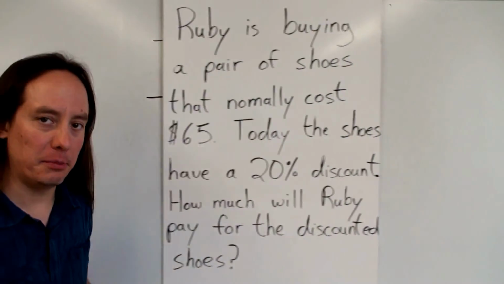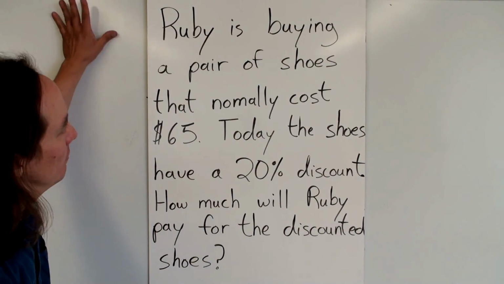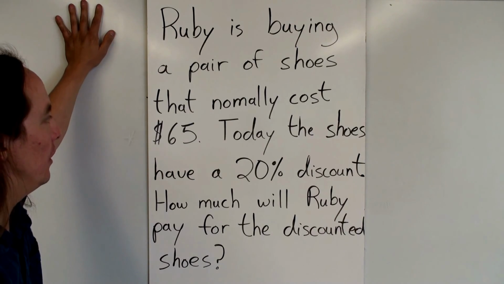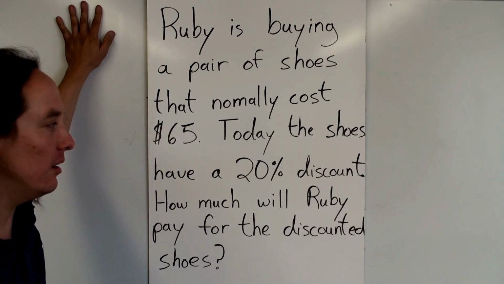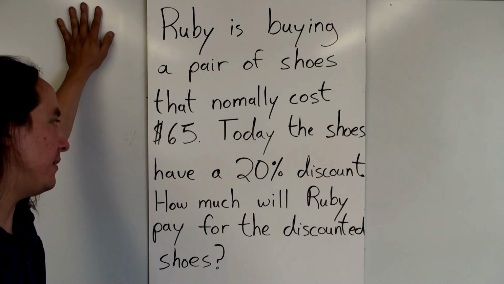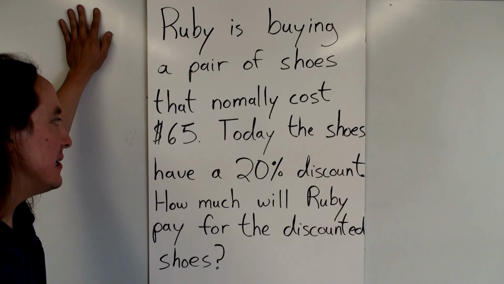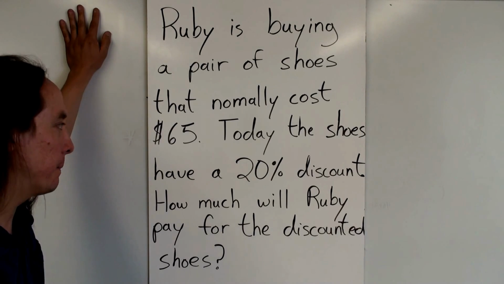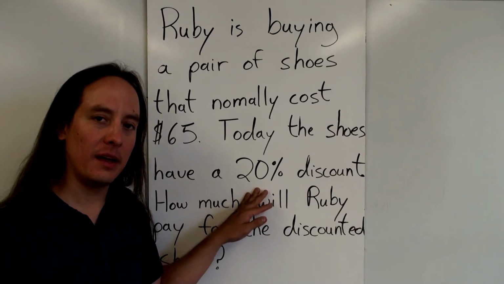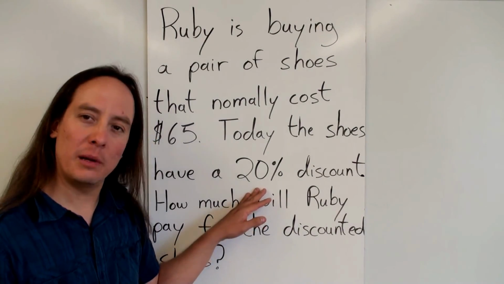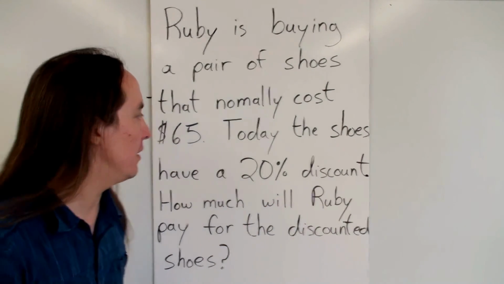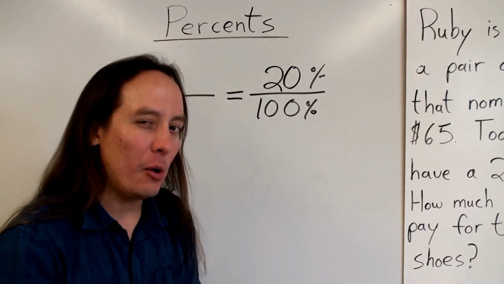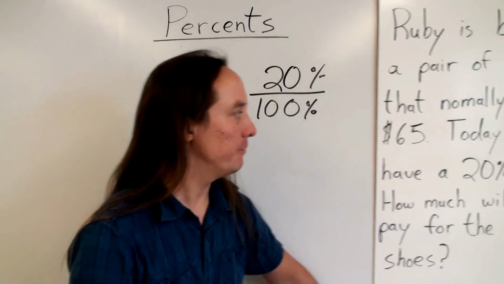Let's examine the problem a little bit. We have this girl, Ruby, new shoes, normally cost $65. We have a 20% discount. What are they giving me here? What's the information we have? I think this one's going to be pretty easy to locate, right? Seems like the 20% is going to go over the 100%, because we have the percent sign. Be careful, it's not always like that, but usually it is.